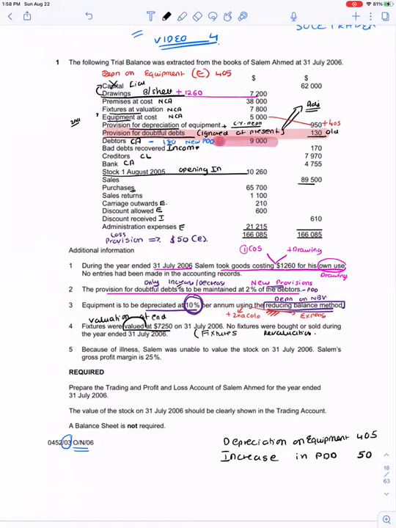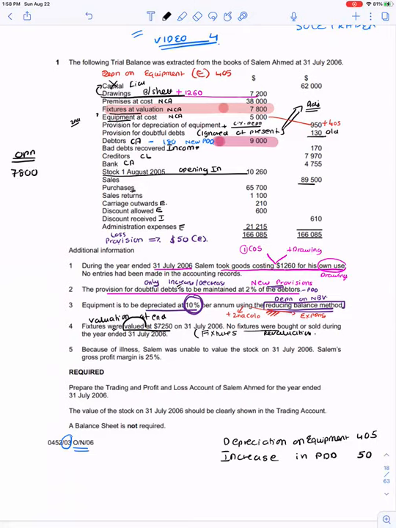Fixtures are valued at 7,250. So since fixtures closing value is given, the opening value would be given over here, and it is given as fixtures at valuation 7,800. That means the opening value of fixtures is given to me, which is 7,800.